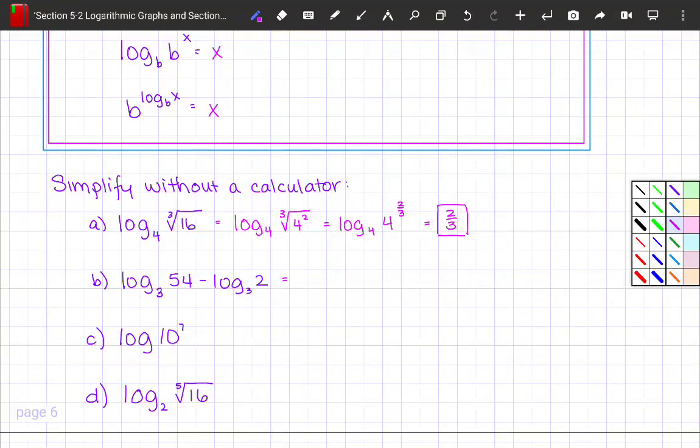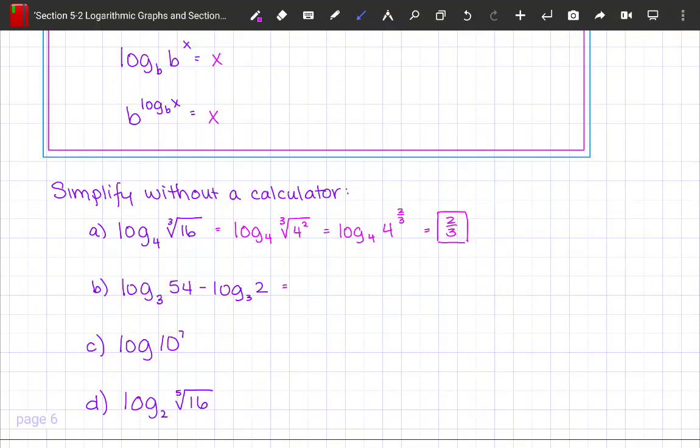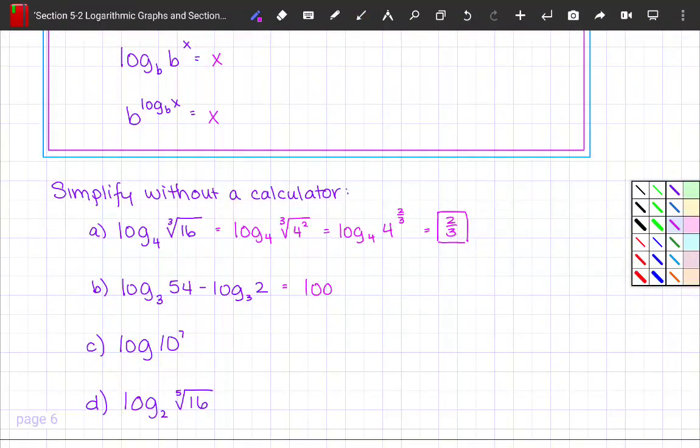Part B, let's see here, 54 is not a power of 3. But I see another log here with the same base, with subtraction. I can first use the quotient property to write it. The argument is 54 over 2, which is 27. Oh, and I know 27 is 3 cubed. Oh my gosh, 3's all over the place. But the bases of 3 cancel out, and then we're just left with the 3.